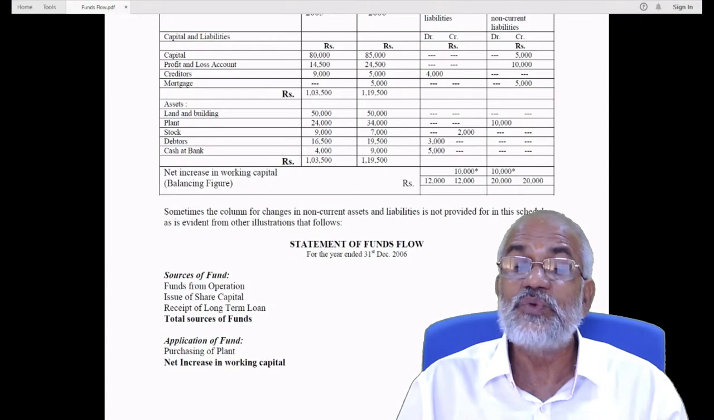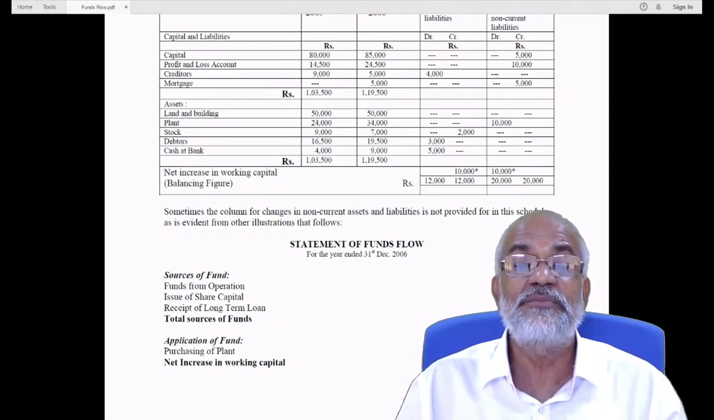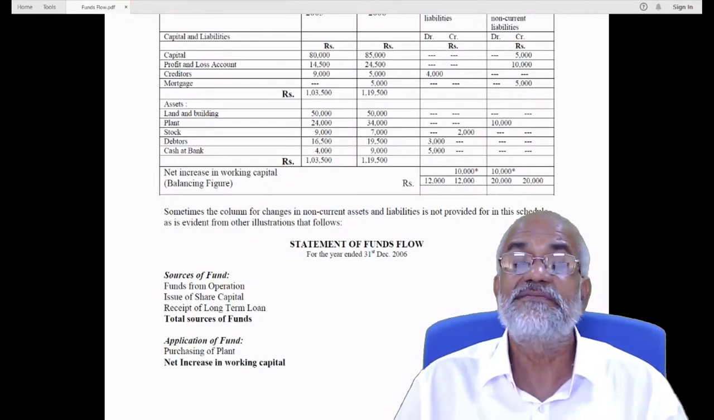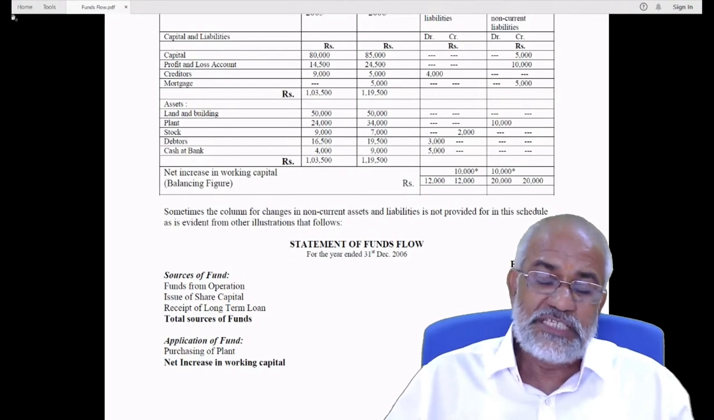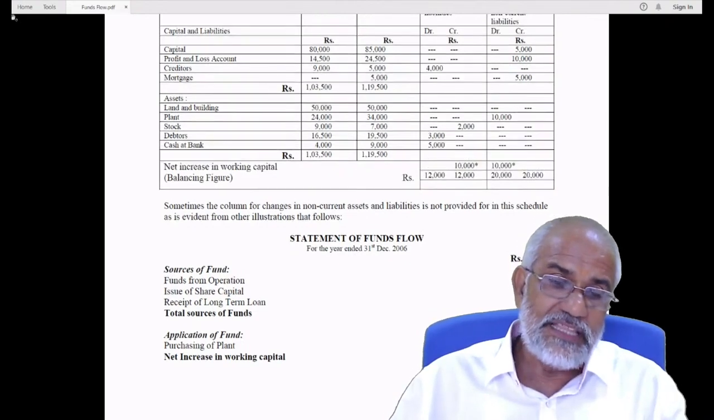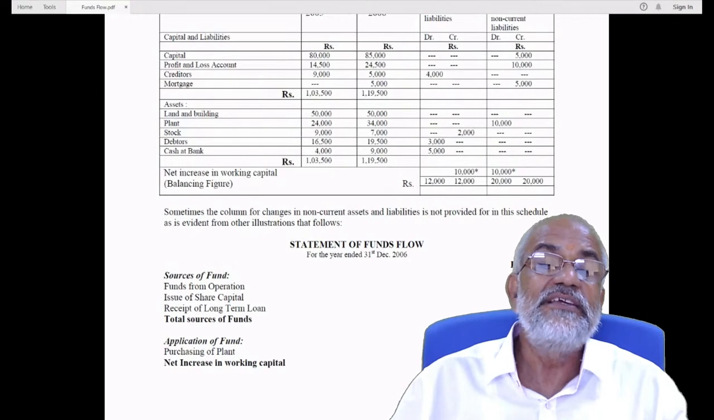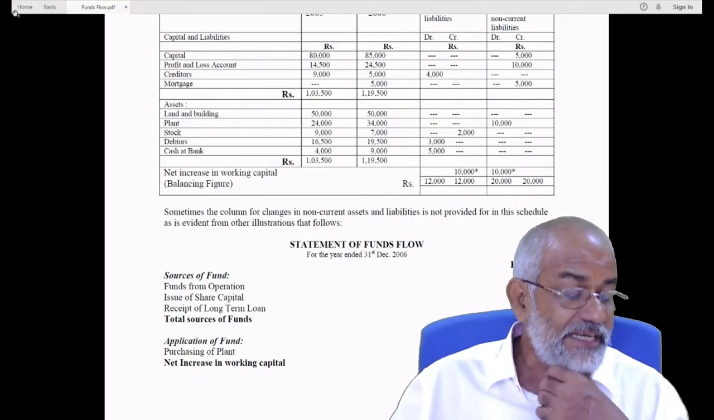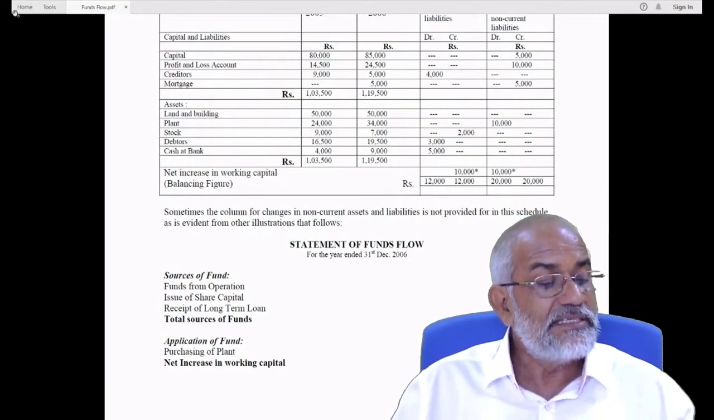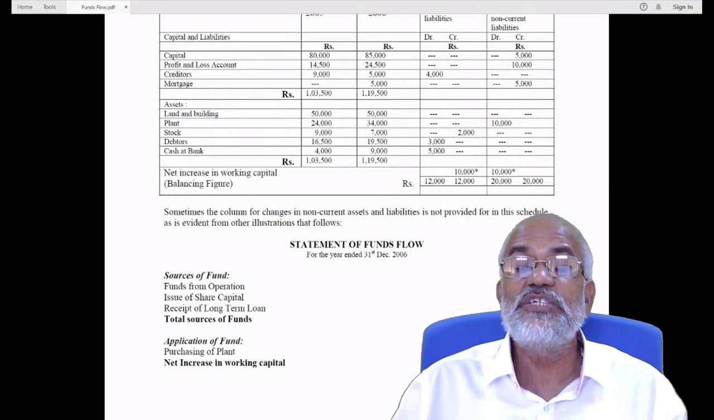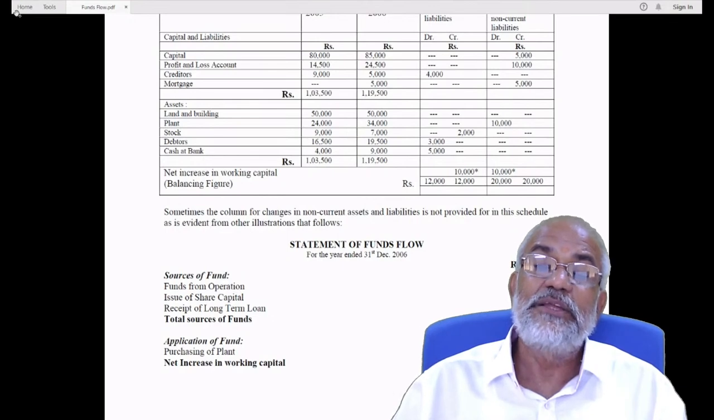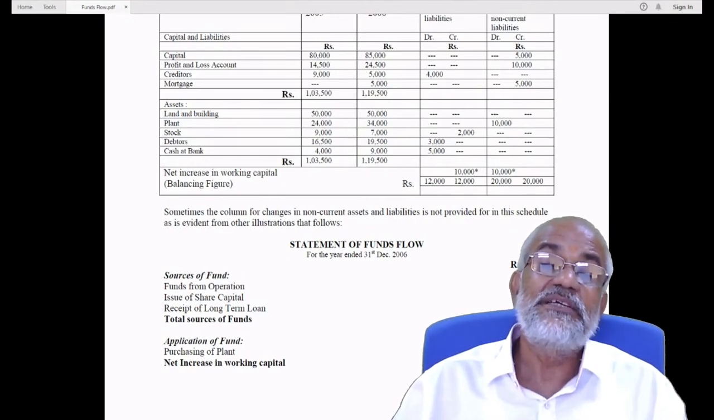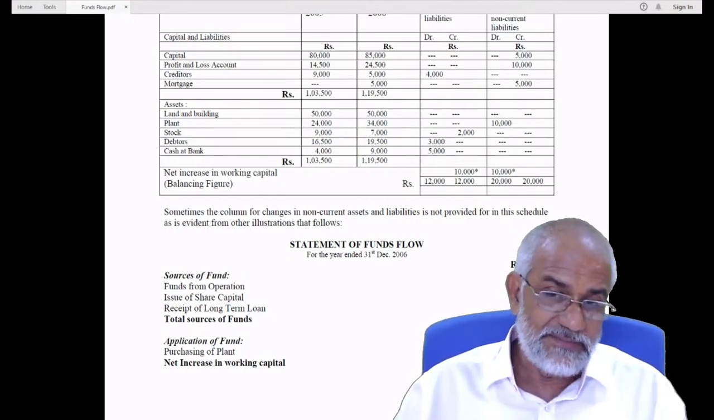So taking that into consideration, 10,000 plus 10,000, that would be exactly similar to the total sources of funds. So here the sources of funds was 20,000 rupees and the application of funds, including the net increase in working capital, is 10,000 rupees. So the total of application of funds is also coming to 20,000. So this is about the funds flow statement.